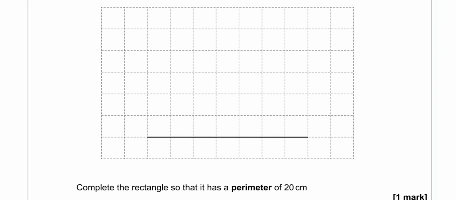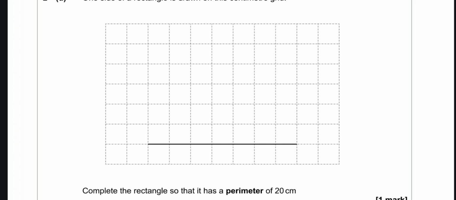Next question, we need a rectangle that's got a perimeter of 20. In the question, it's just cut off there. It says that 1 square is 1 centimeter. So that means I can just count. That's 7 squares. That must be 7 centimeters.